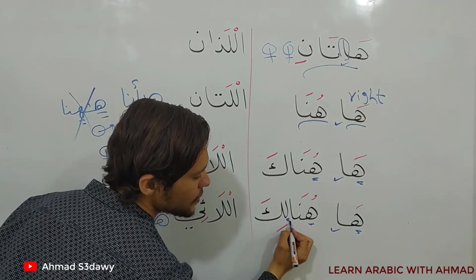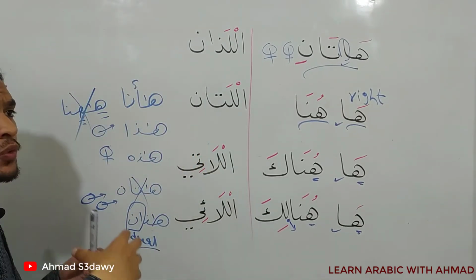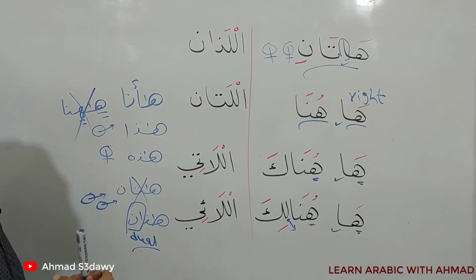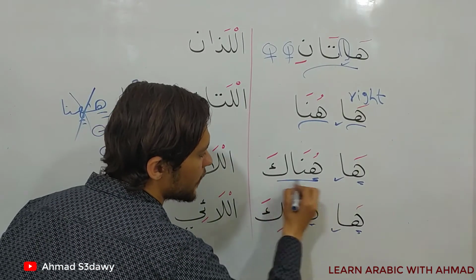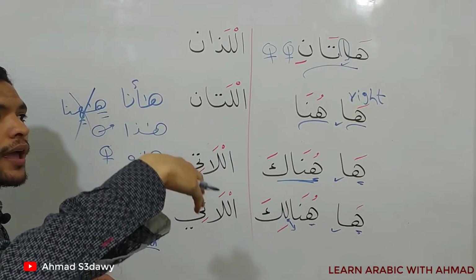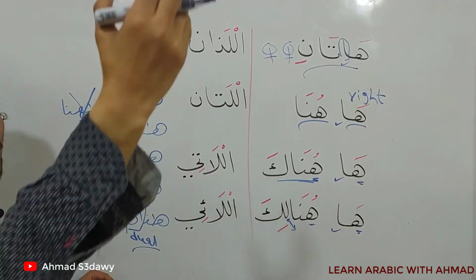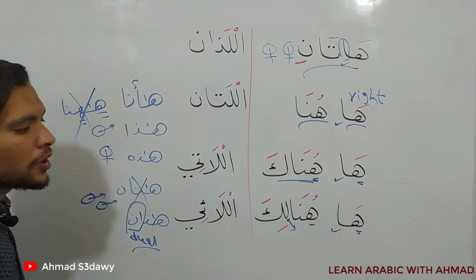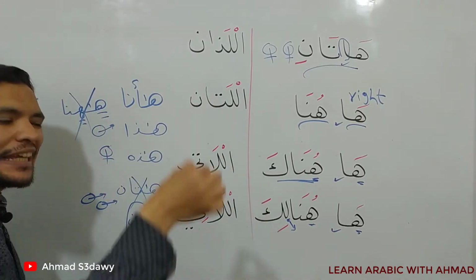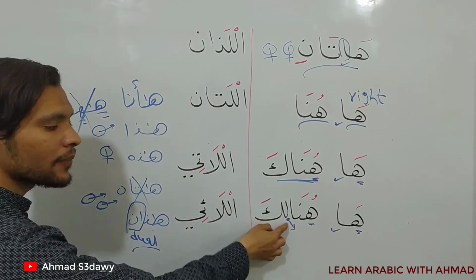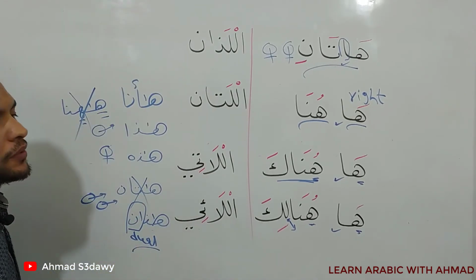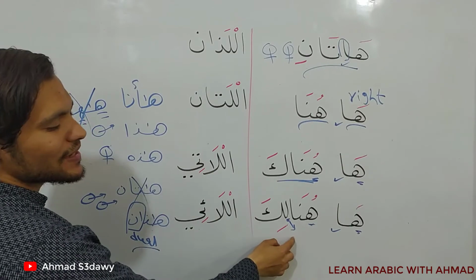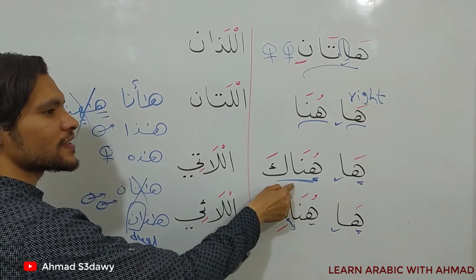This lam is called lam al-bu'd, which means the lam for distance, which means this is far, like ها هناك, right there, something far away from you. But when you say ها هنالك with the lam, it means something very, very far away from you, okay? So this is very far and this is just far.